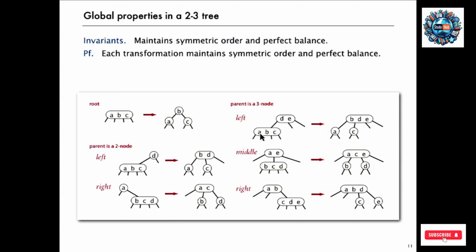And this is when the parent is a 3-node, then there are 3 cases: if we split at the left, split at the middle, and split at the right. And again, changing the 4-node to 2-nodes and adding links. If there was perfect balance before, there's perfect balance after, because we didn't change the heights of anything else in the tree. So our operations maintain symmetric order and perfect balance in a 2-3 tree.